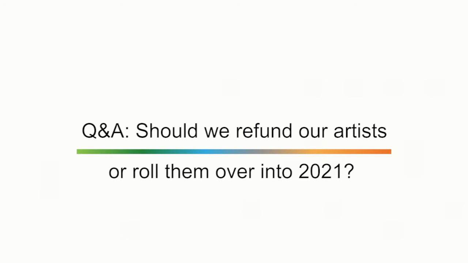So the first question I got was about artist refunds versus rolling over application money and incentives. When it comes to cancellations, you're absolutely welcome to offer an option between a refund and rolling over funds to 2021. A lot of this webinar talks about how you can roll over those funds to 2021 and make sure that you have them noted and those artists have applied and are still planning to attend your 2021 event.